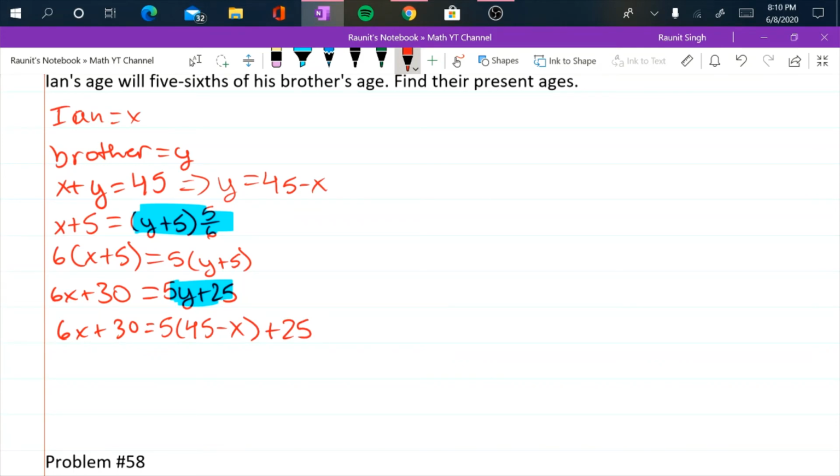Since I don't know what 45 times 5 is, I'm just going to do it off to the side. So it's 225. Okay. So we're going to get 6x plus 30 is equal to, what was it? 225? Yeah, I'll just do it again. I'm pretty sure it is 225. Yeah, it's 225. Minus 5x plus 25. And then that gets us to 250 for the numbers on the right side.